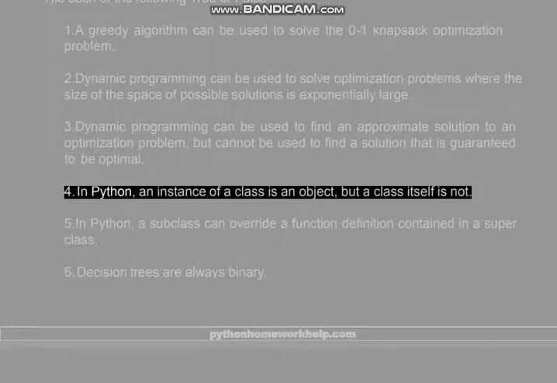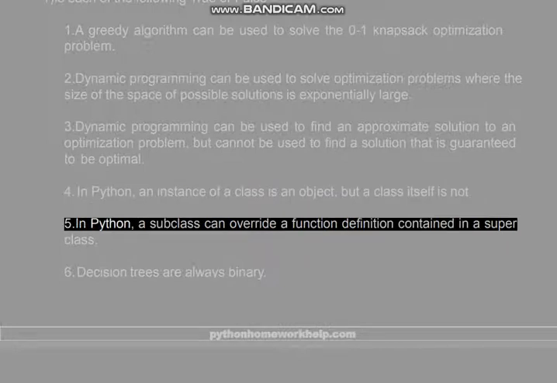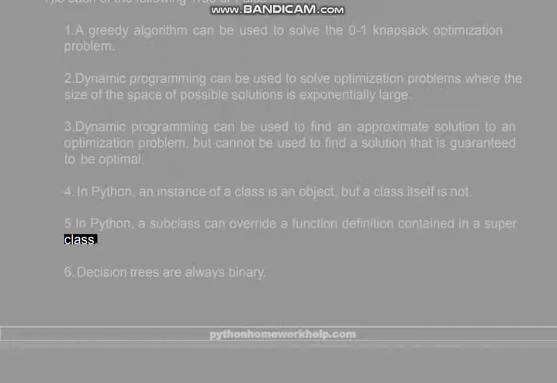4. In Python, an instance of a class is an object, but a class itself is not. 5. In Python, a subclass can override a function definition contained in a superclass. 6. Decision trees are always binary.